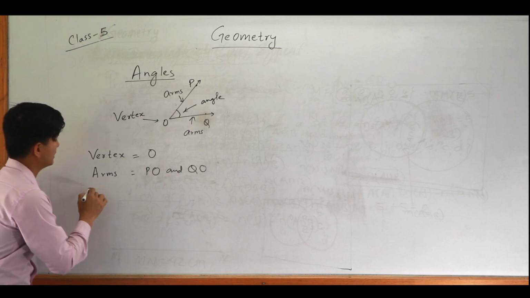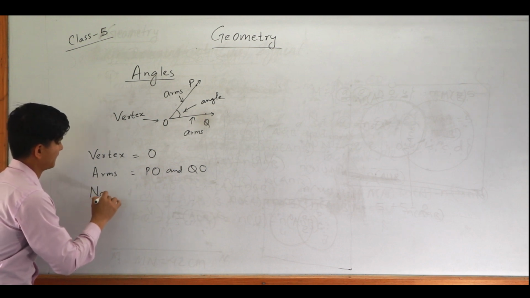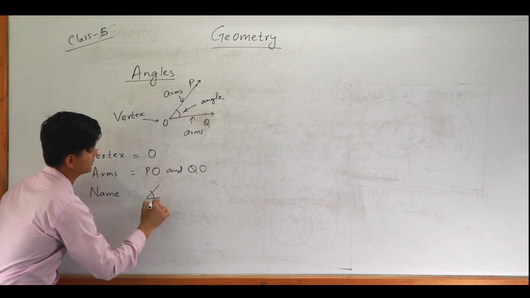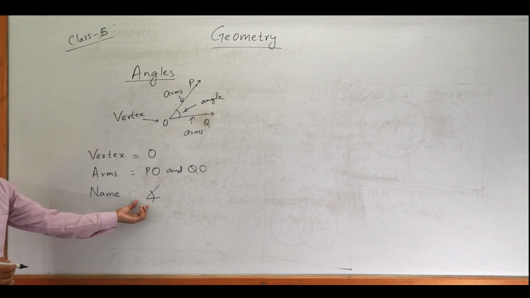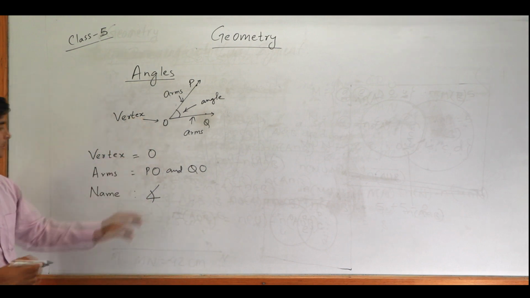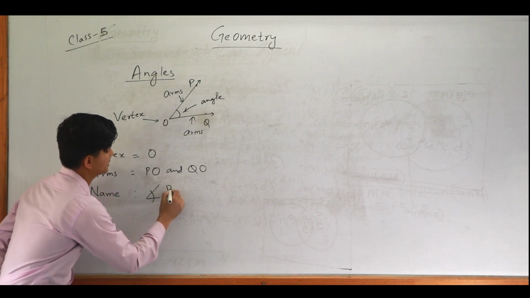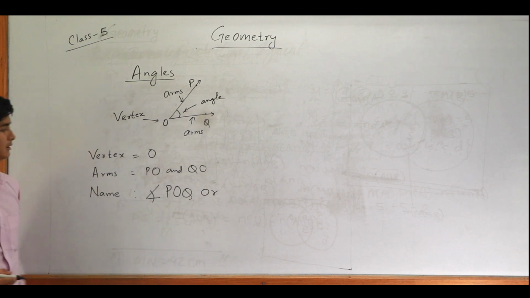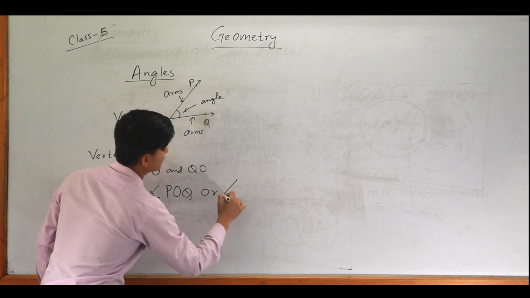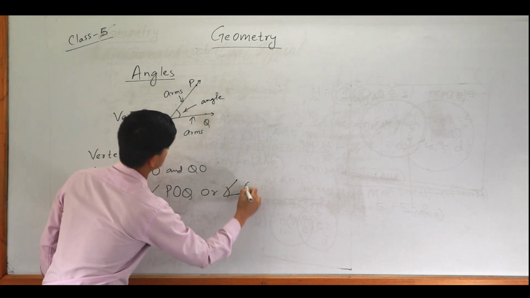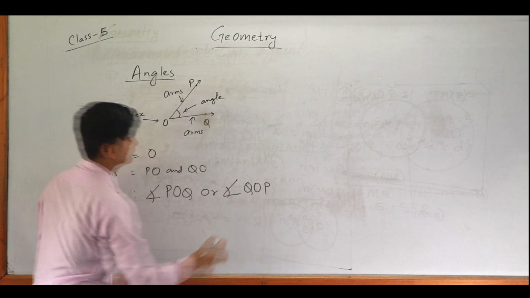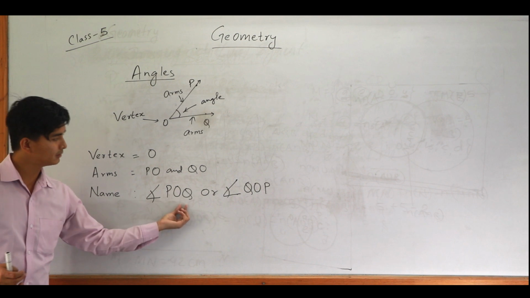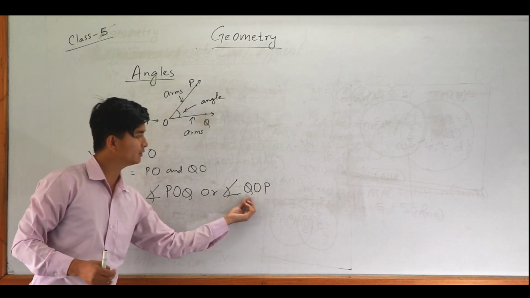And if you give it a name, we can write it by putting this symbol. This is the symbol for writing an angle. So you can write POQ, or we can write it the other way, QOP. This is the name for this angle. Angle POQ or angle QOP.